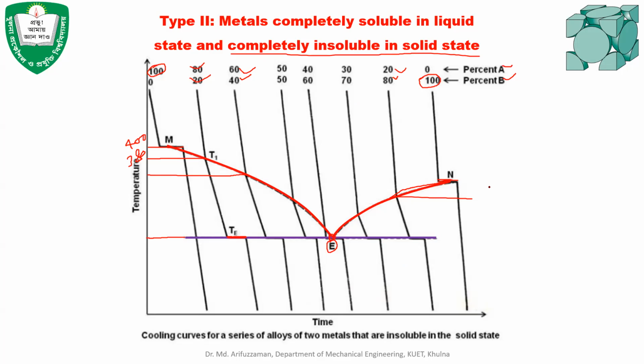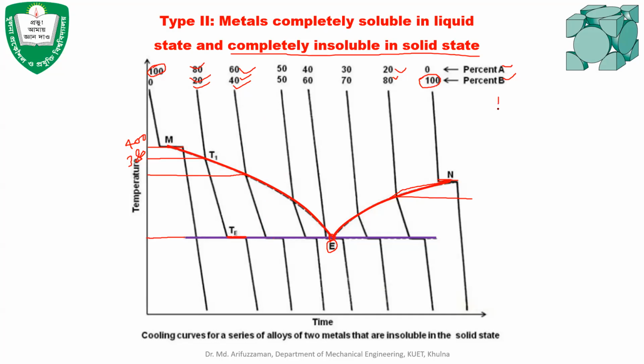Any more questions? All right, then how to construct this diagram? It is similar to type 1. You have to use different compositions like 80-20, 60-40, or whatever composition you prefer. For different compositions, you need the start point of solidification and the end point of solidification. Once you get these points, you can construct the type 2 diagram.